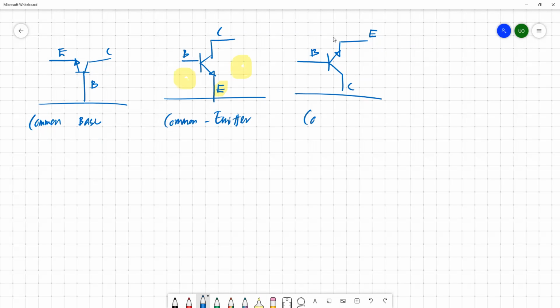The last one is common collector. Here the collector is common for both sides. Okay. So for this case, we can identify the left hand side of the circuit, which we consider as your input circuit.